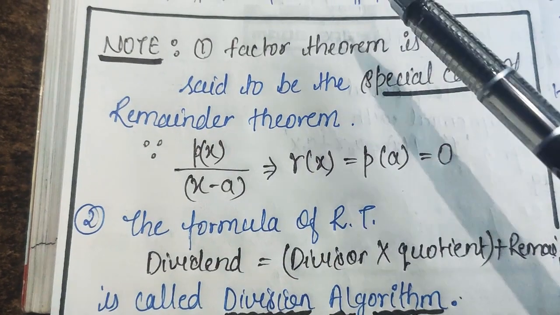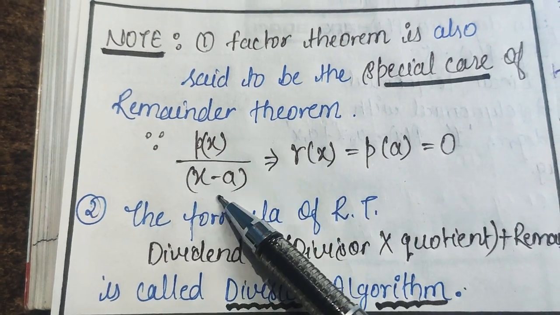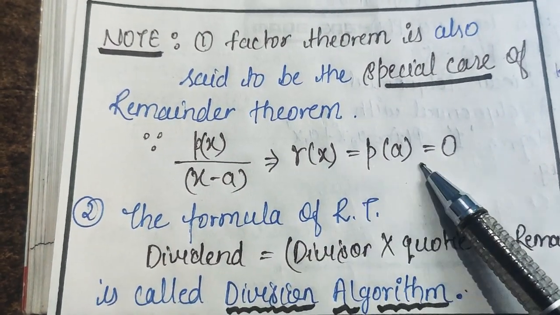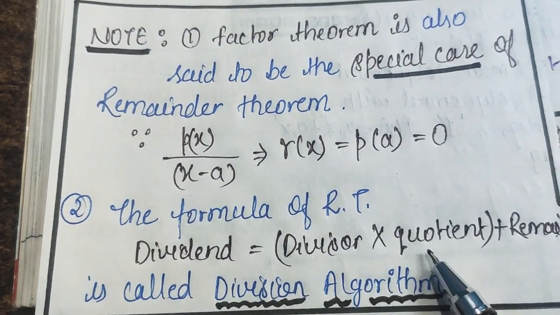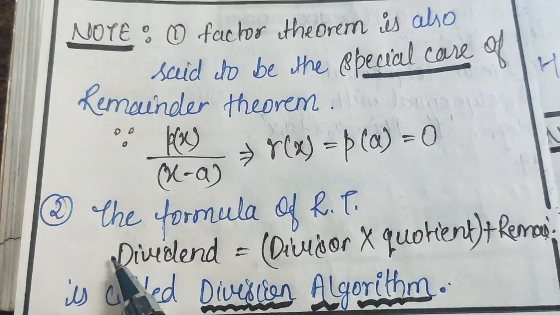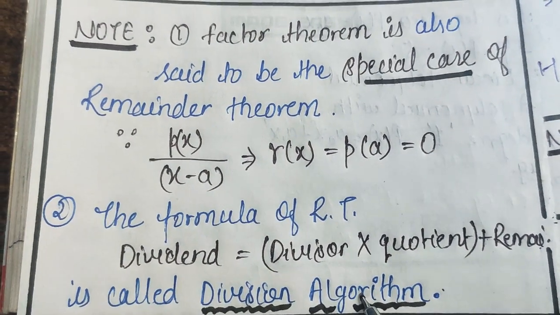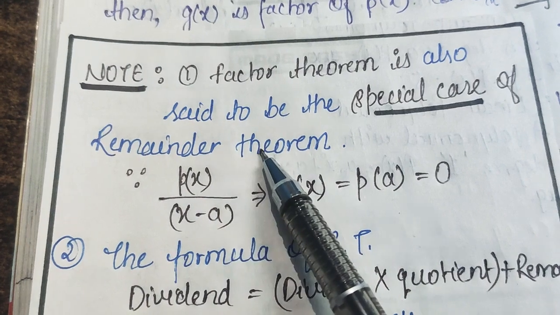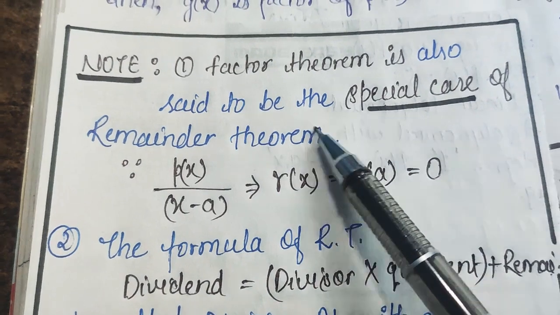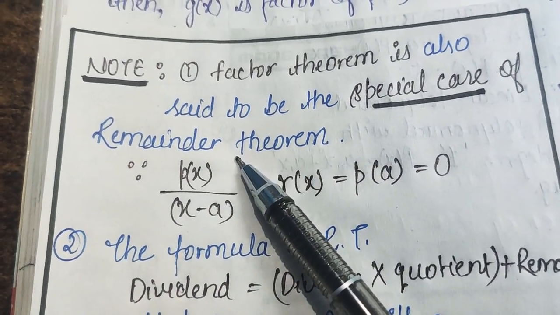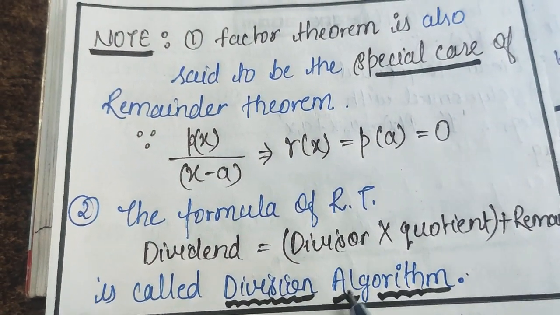So one more thing that you should know, that factor theorem is a special case of remainder theorem. Here p(x) when divided by x minus a gives remainder 0. Now one more thing, sometimes you will get the formula dividend equals divisor into quotient plus remainder. This formula is also called the division algorithm, and the generalized remainder theorem is mostly written as remainder theorem. So don't get confused, both are terms used for remainder theorem, generalized remainder theorem as well as remainder theorem, and this formula is called the division algorithm.